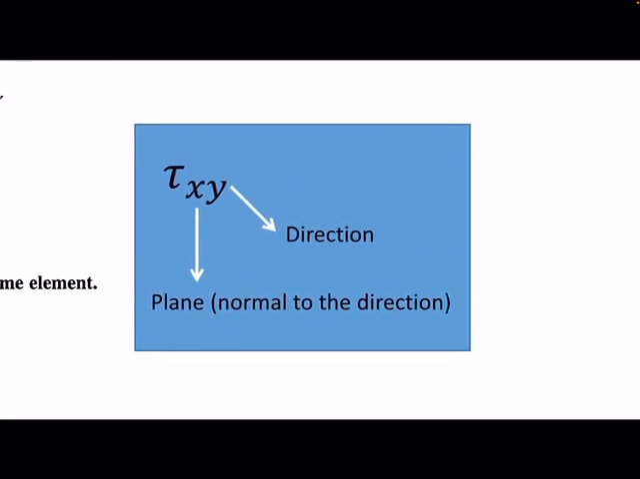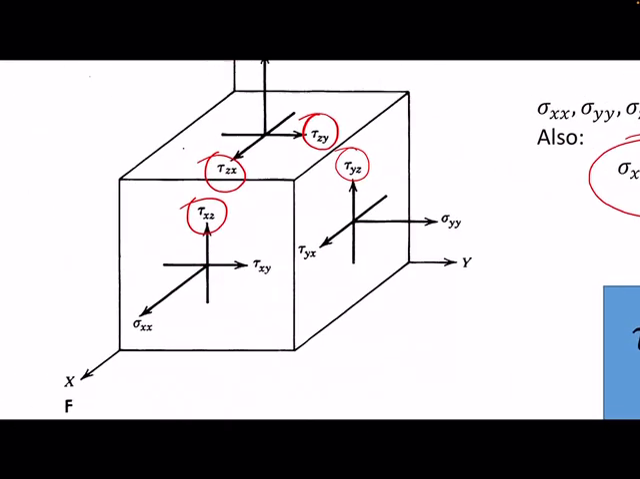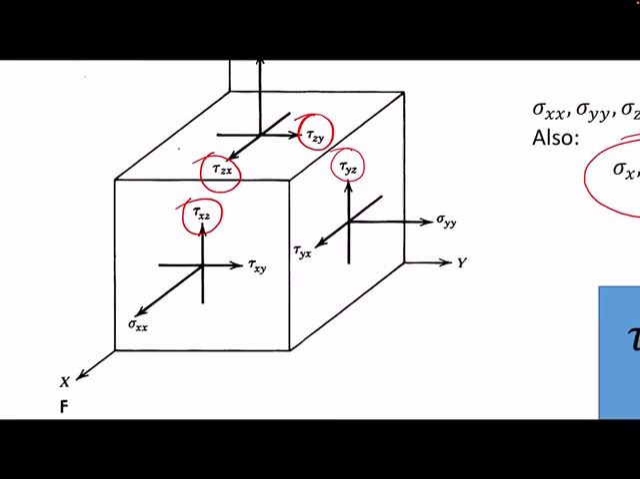Tau xy, for instance, the x tells us the plane, and that will be normal to the direction. And then the y is the direction. So let's see, tau xy. There again, there's the plane, so it's the same as the normal stress. It's the plane normal to the x direction. So it lies on that plane, the plane that's normal to the x direction, and it points in the y direction. So that's why you get xy.